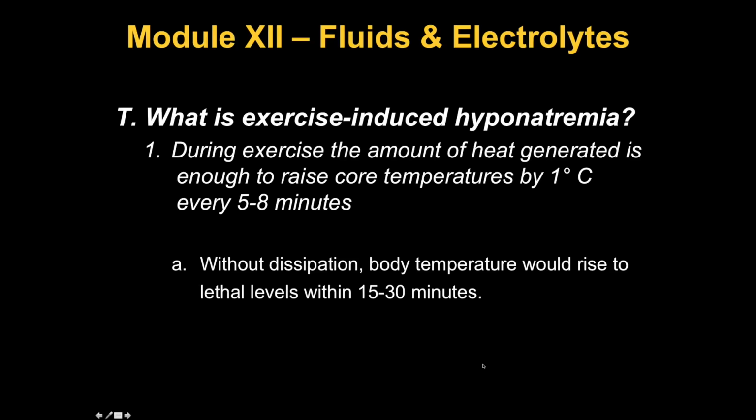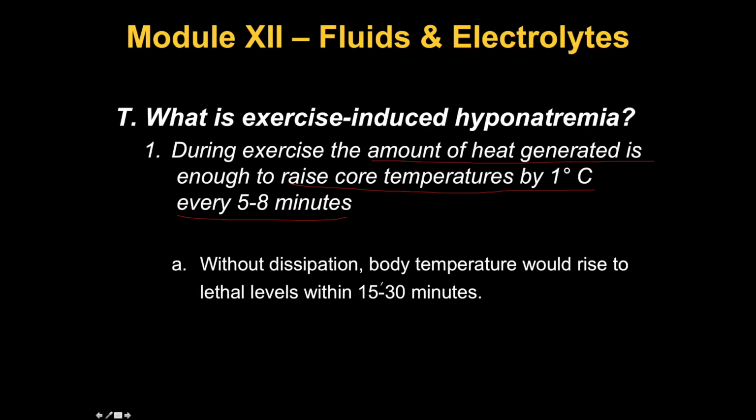Now, during exercise, we can actually mimic water intoxication. So how do we do this? Well, there's something called exercise-induced hyponatremia. This is when a person exercises for a prolonged period of time, and they generate a certain amount of heat, raising core body temperature by 1 degree Celsius about every 5 to 8 minutes. And because of that increase in body temperature, we've got to contend with that additional heat. So we need to dissipate that heat.